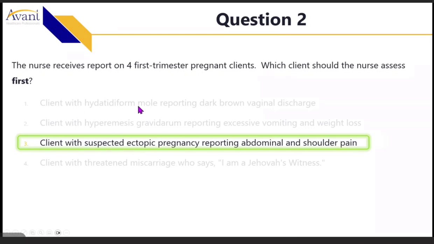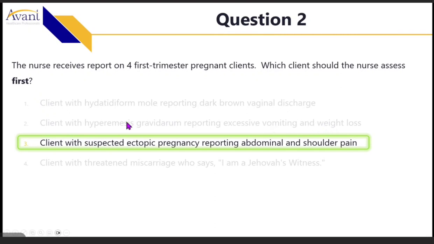The hydatidiform mole does have to be removed, but it's not life-threatening at this point, right? The patient's in the hospital. The only thing she has is some brown vaginal discharge. That's not unusual. That's an expected finding with this particular diagnosis. They are going to have to help get rid of it, right? They'll have to do a procedure to remove it because it's not a viable pregnancy. But there's nothing life-threatening there.